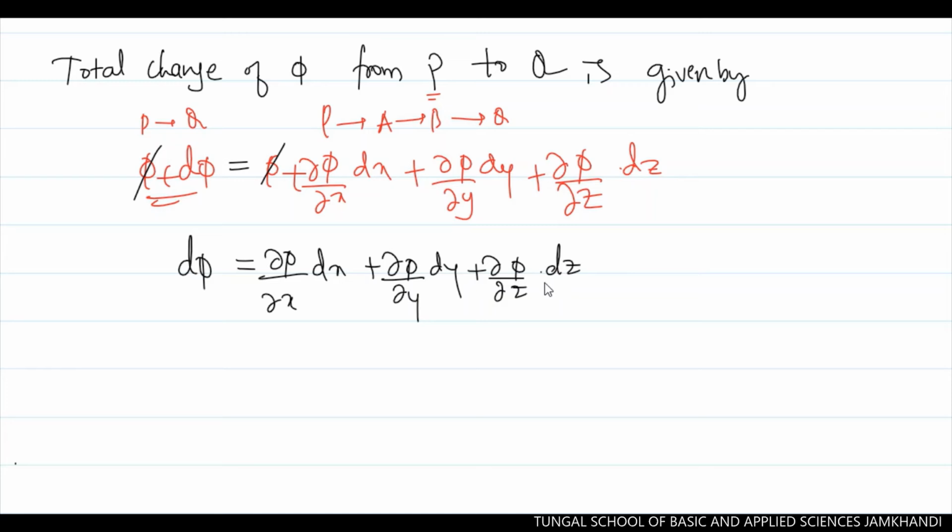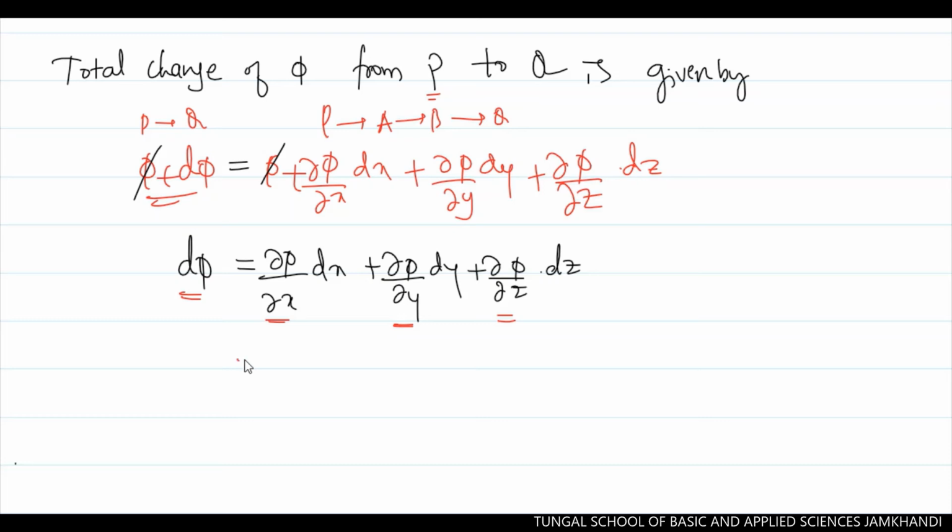Now, if you see this function, d phi is the total variation of that phi. Here, dou phi by dou x means it's a partial variation along the x axis, dou phi by dou y is the partial variation along the y axis, and dou phi by dou z is the partial variation of that phi function along the z axis, right? Now if you look at this total function, I can write this in terms of two variables.